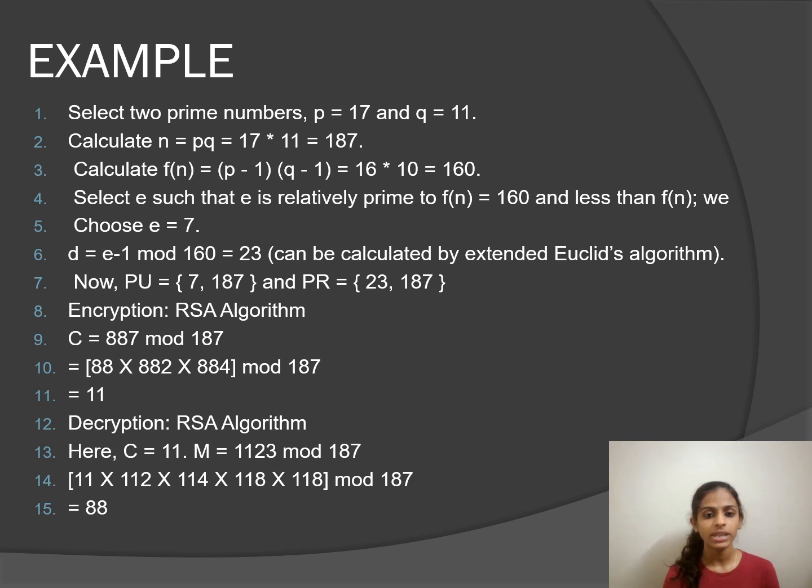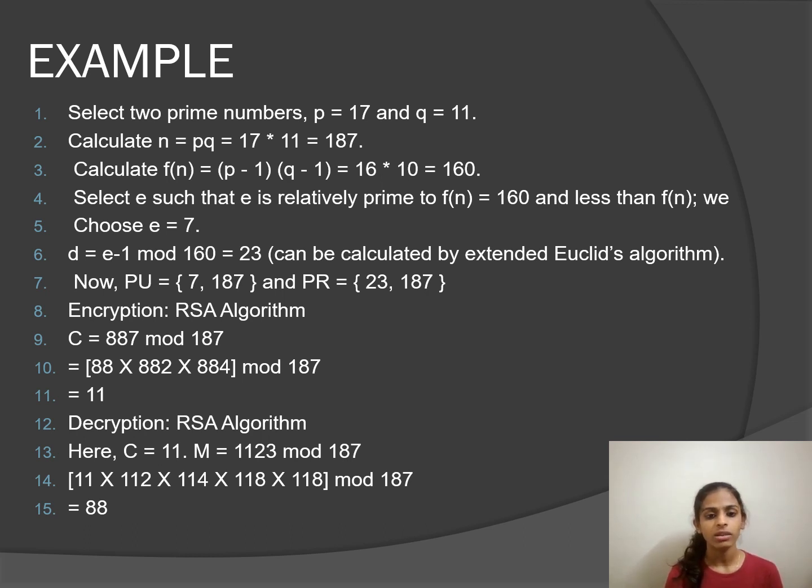So moving to the example for encryption and decryption. This example is the previous example which I took for explaining the RSA algorithm, so it goes the same. First we select two prime numbers, namely 17 and 11, and we calculate n is equal to pq. Then we calculate f of n. Then we choose a number relatively prime to f of n, that is, we choose 7. Next we can calculate d using d is equal to e power minus 1 mod 160, or we can do it by using the extended Euclid's algorithm.